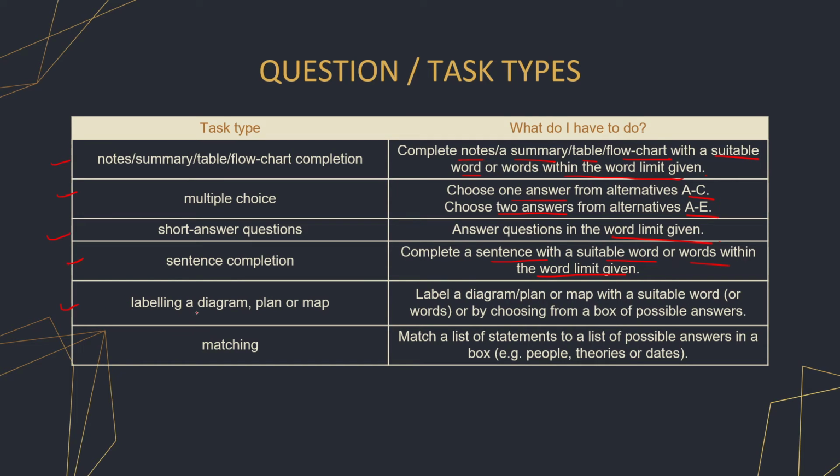Next is labeling a diagram, plan, or a map. It is possible that we might be given certain diagrams or a map, and we'll have to label that diagram with suitable words by choosing from a box of answers or by directly filling in the word. And the final is matching. This is similar to match the following that we used to do in our school days. We'll be given a list of statements and a list of possible answers, and we'll have to match both of them. This covers all the types of questions that can be asked.